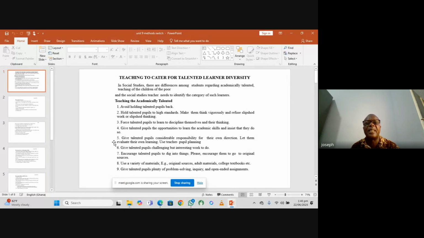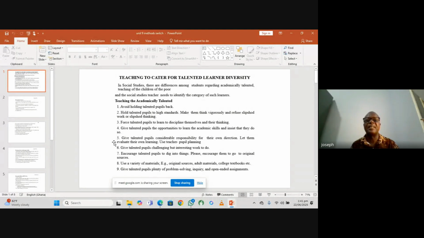Give talented pupils challenging but interesting work to do. Don't hold them back, as we mentioned. Encourage talented pupils to dig into things, find out more about the issue. They don't just limit it on the surface. They should go deep to find out more about the issue. Please encourage them to go to the original source of the information so that they can have the original information and it will stick, unlike having the surface information or factual information which may not help them.